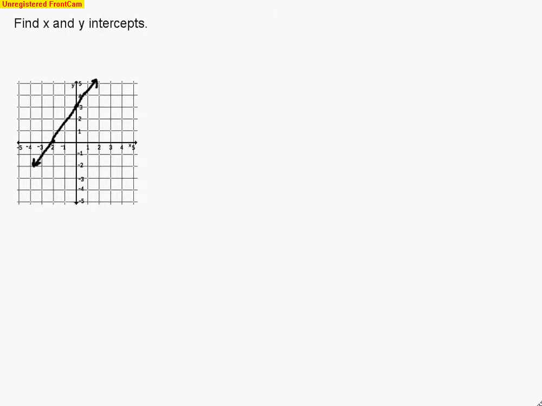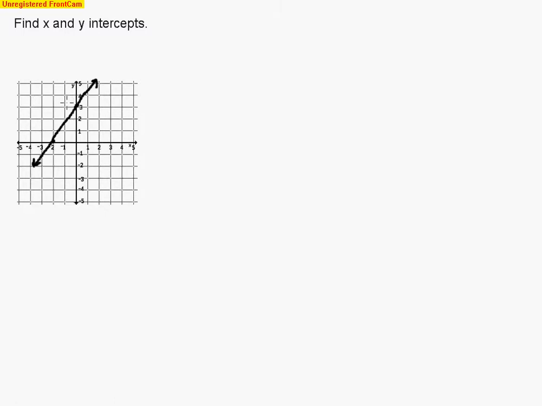Today we are going to graph linear equations using x and y intercepts. But before we can do that, we need to figure out what x and y intercepts are. So let's take a look at the graph up here in the upper left area of this screen. The y-axis is the vertical axis. An intercept is where the line crosses the y-axis.